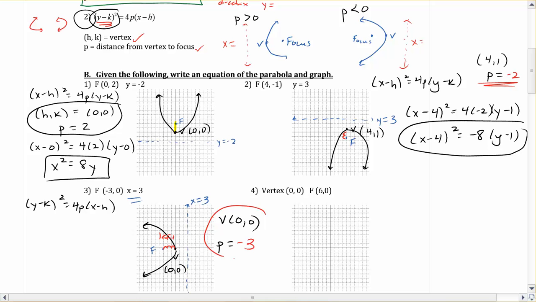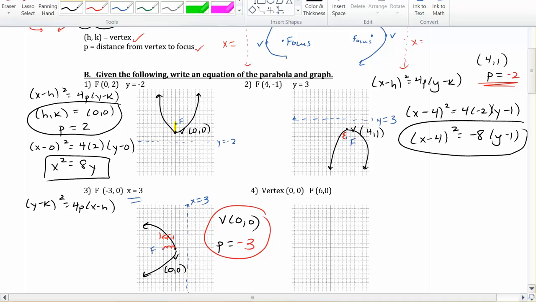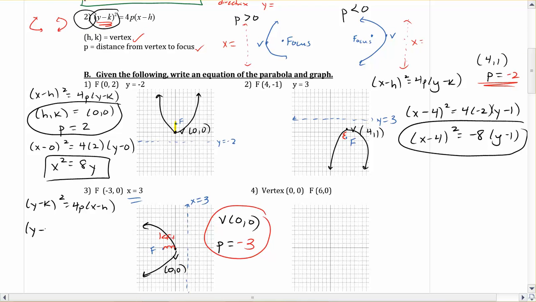So let's use these two pieces of information and plug it into my equation. So I'm going to go back to black, y minus, now my k value, be careful, h is your x coordinate, k is your y coordinate. This one's not too bad because it's 0, 0, but be careful that you're plugging in k, which is the y value, next to the y coordinate. So (y minus 0) squared is 4, my p value is -3, (x minus 0). If I clean that up, it's going to be y squared equals -12x, and that would be the equation of that parabola. All right. The last one, we have a vertex at 0, 0 and a focus of 6, 0.